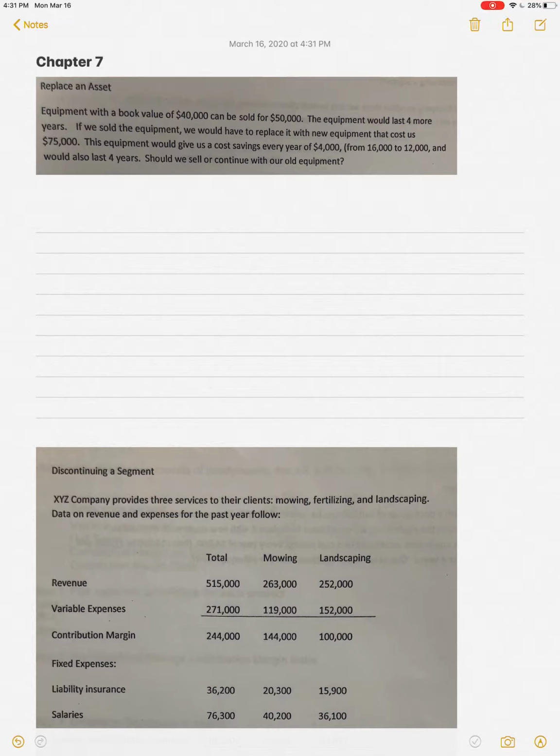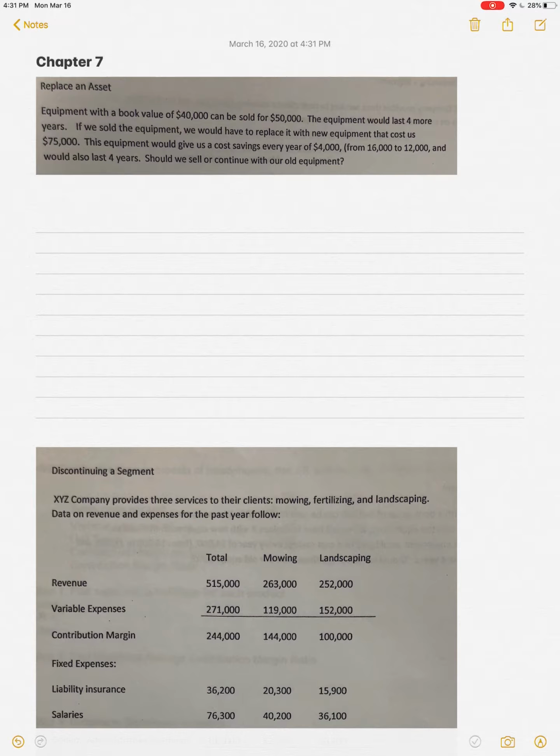All right, so let's take a look at Chapter 7. In Chapter 7, we get a break from all that break-even stuff and all those equations. In Chapter 7, we're looking at managerial decisions. Things that you would think of as like, should I buy a car or not? Or keep the one I have? These are the kind of decisions that we're going to be looking at.